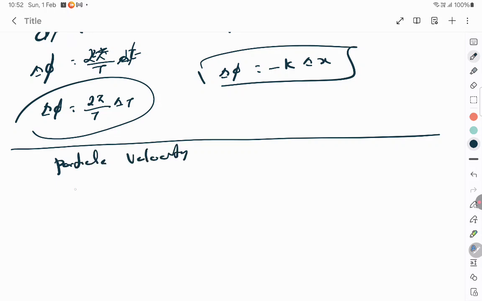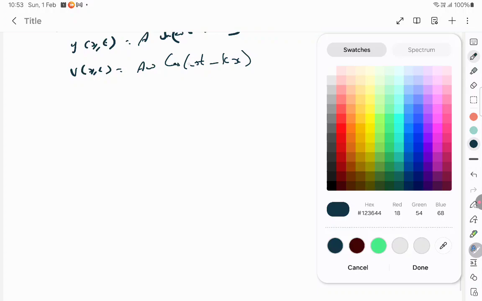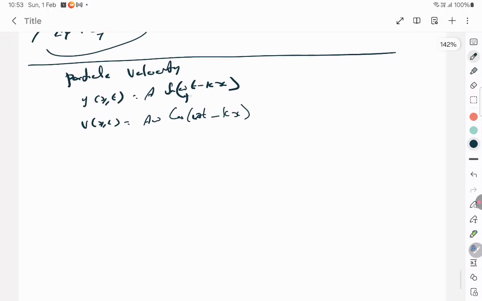How do you represent the position of the particle? y(x,t), as I just taught you, is represented as A sin(ωt − kx + φ0). You can ignore the φ0. To find the velocity you can differentiate it. It will be Aω cos(ωt − kx). You all know differentiation. If you know mathematics well, you will understand what I am saying. By the chain rule, the ω will come again. So this is what it is.